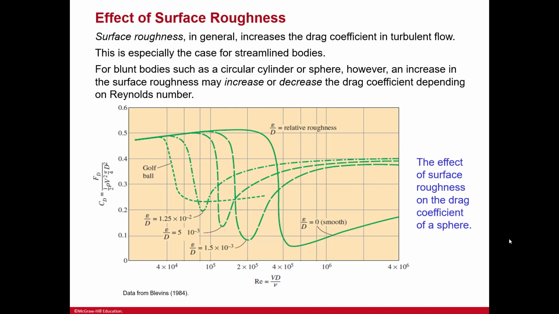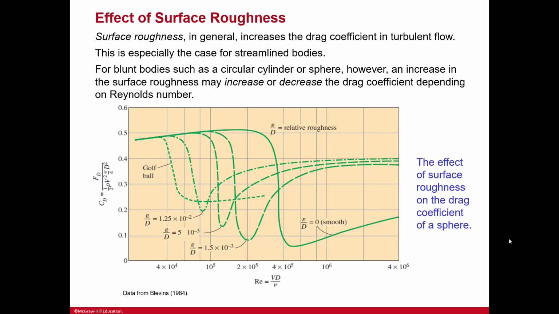So we've talked about the effect of surface roughness. Surface roughness in general increases the drag coefficient in turbulent flow. And we talked about how when you increase the amount of surface area, this is especially the case for streamlined bodies, when you start increasing that surface area to make something more streamlined, more sleek, longer, smoother, things like that, then you're increasing the ability to have surface roughness.